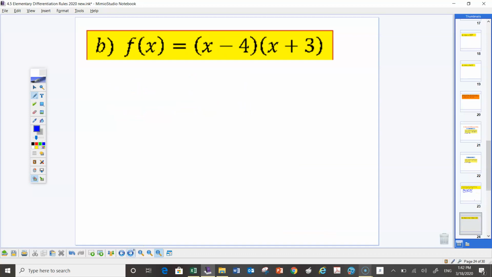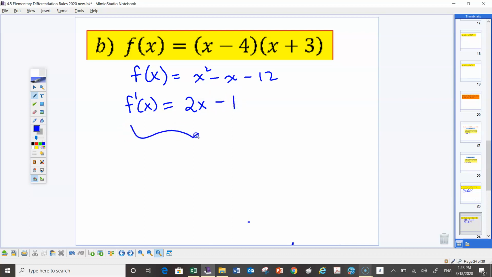All right, let's try this one. So I have the product of two binomials, and before I can take the derivative of this, I would have to expand this product and turn it into a sum and difference of terms. So if I multiply, I'm going to get x squared. My middle term, when I collect like terms, will become a negative x, subtract 12. So that's my product. Now I can take the derivative. So again, f prime of x is going to equal the derivative of x squared. I bring the 2 out front, subtract 1 from the exponent, and that's 1. And the derivative of negative 1x is simply the constant negative 1, and that is my derivative.